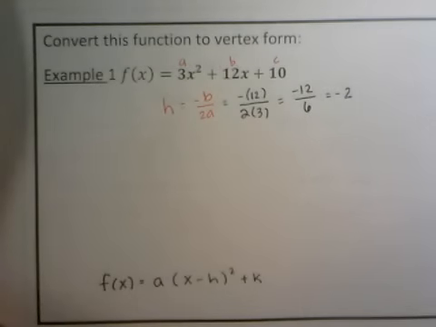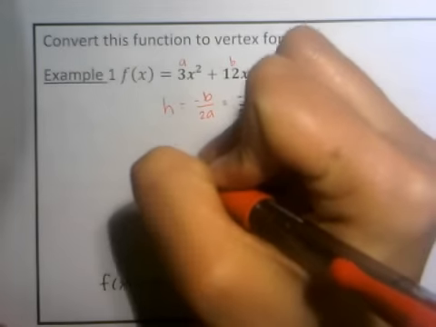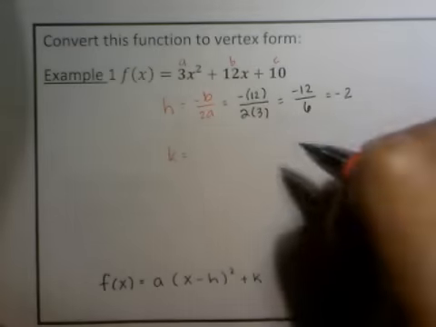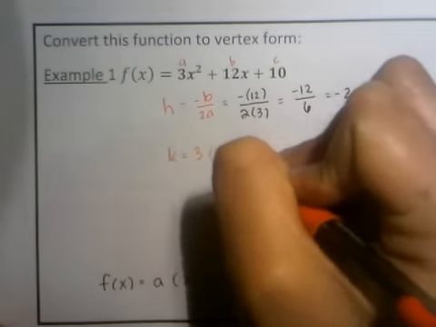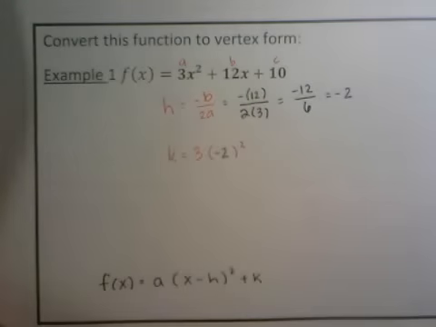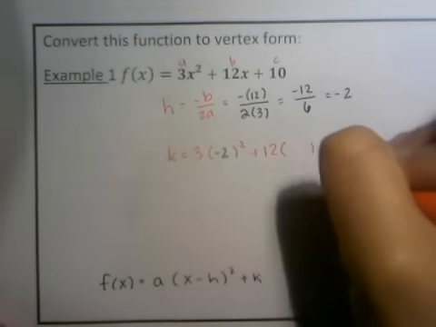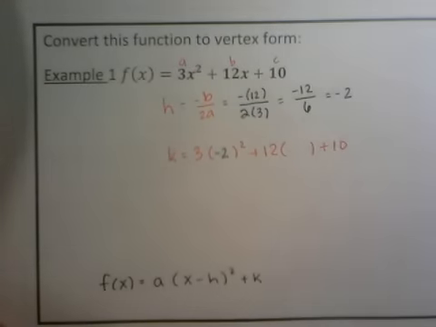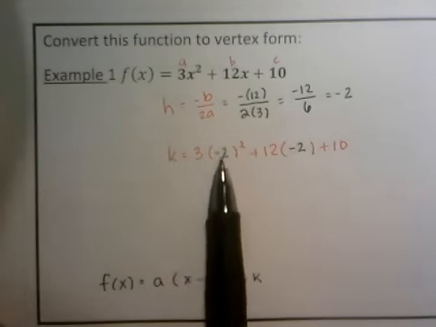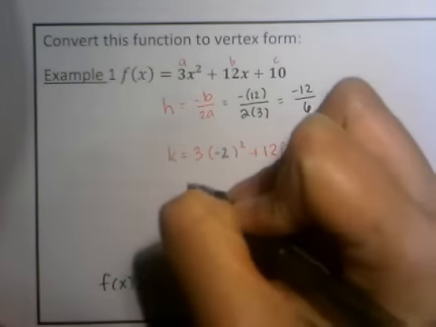Next, to find k, I'm going to take that h value and I'll plug it back into the original equation. And we get k equals 3 times negative 2 squared plus 12 times negative 2 plus 10. Be careful with your order of operations at this stage. Make sure that you don't multiply first. Exponents are first, and negative 2 squared is positive 4.